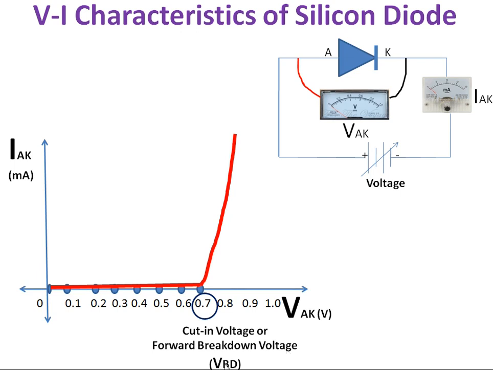We call it VBD, breakdown voltage. So a diode is a non-linear device. What is a non-linear device? We are applying some voltage, but here the current is 0. So there is a non-linear relationship between your voltage and current. In this region up to 0.7 volt, your diode behaves as a non-linear device.